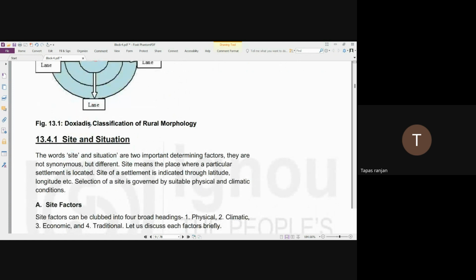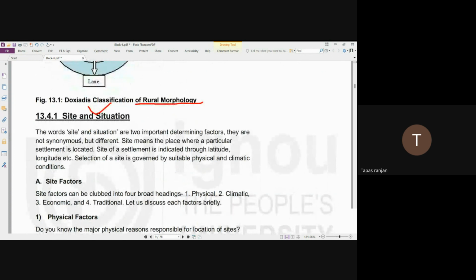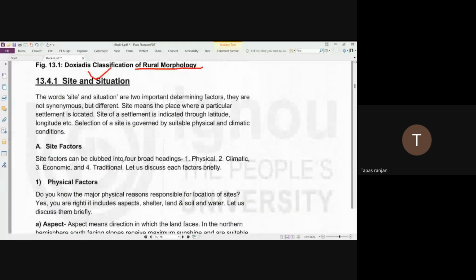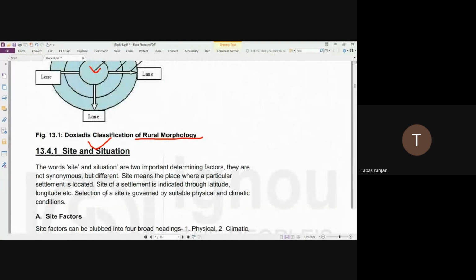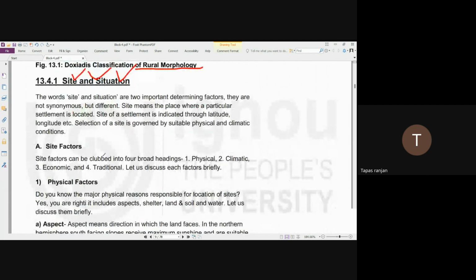Site and situation play a very vital role in rural morphology. Because site basically explains to you about different physical factors, economic factors, and cultural factors, which encouraged the settlers to build their houses there. Okay, so site is something and situation is something. I think we have gone through the concepts of site and situation. So within site factor, you have the physical aspect, the climatic aspect, the economic aspect, and the traditional aspect.